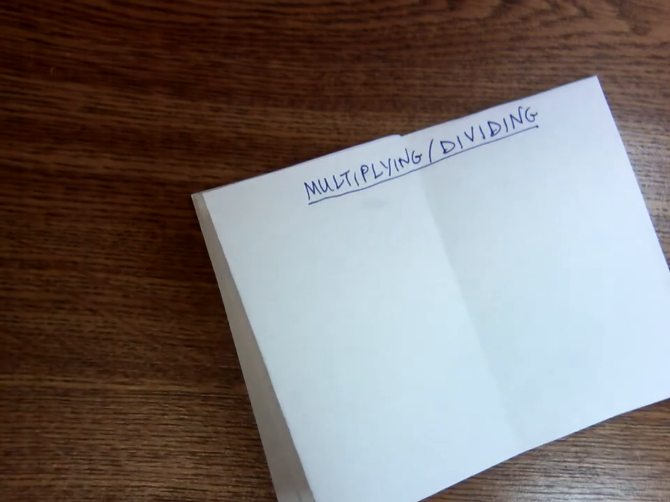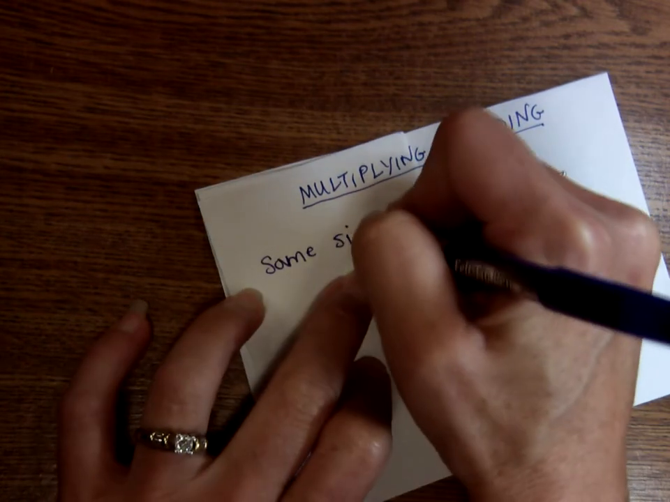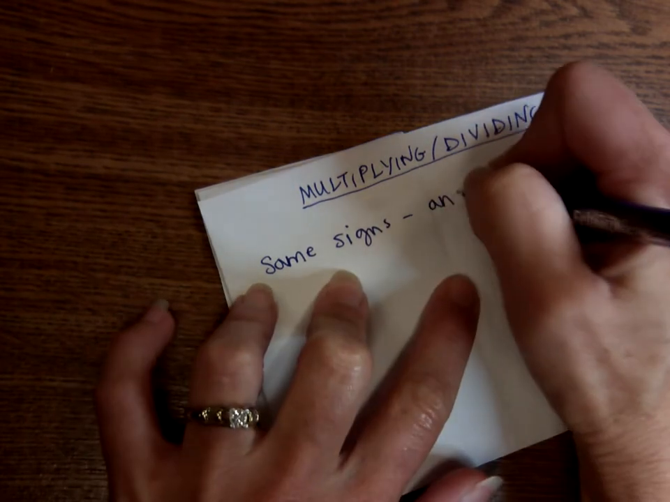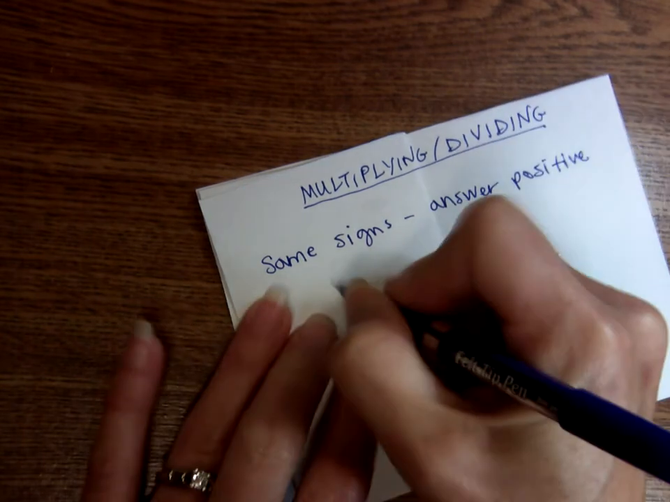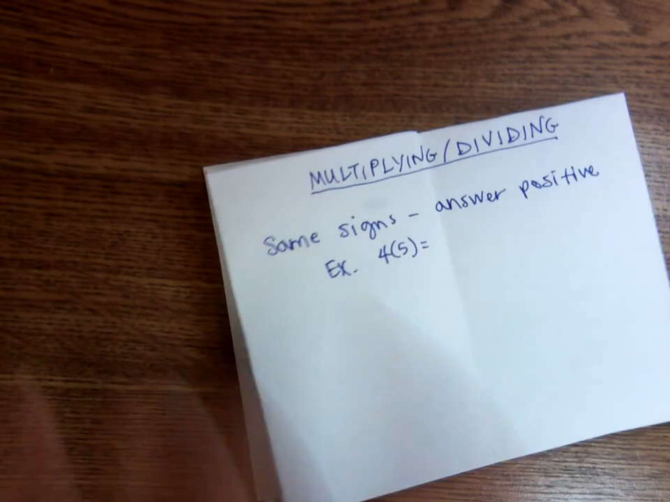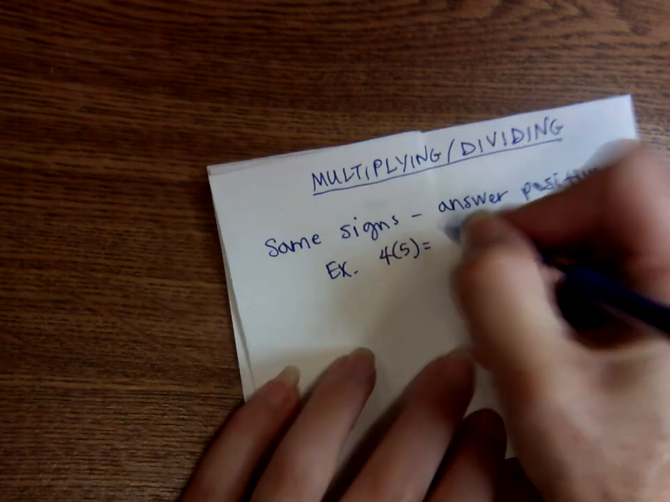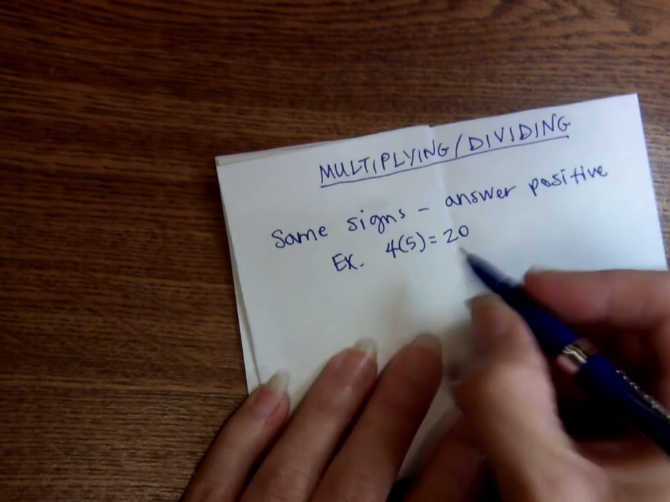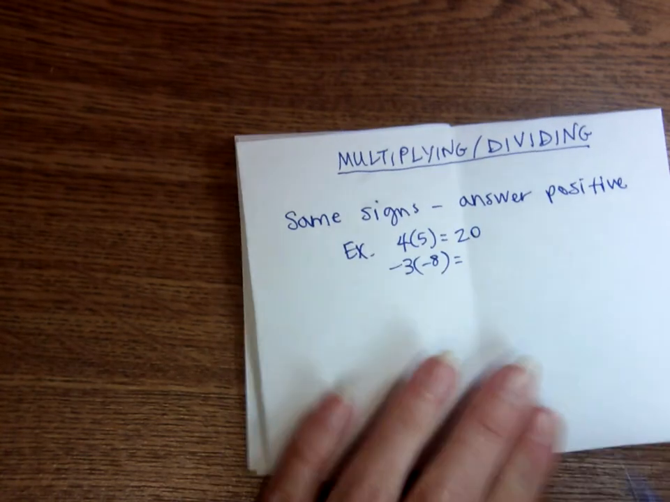With multiplying and dividing, when you have the same signs, your answer is positive. For example, 4 times 5. Remember that multiplying a number with a set of parentheses, that means multiply when you have a number next to a set of parentheses. And so 4 times 5, they're the same sign, so your answer is positive, 20. Another example, negative 3 times negative 8. They are the same signs, so your answer is positive, 24.